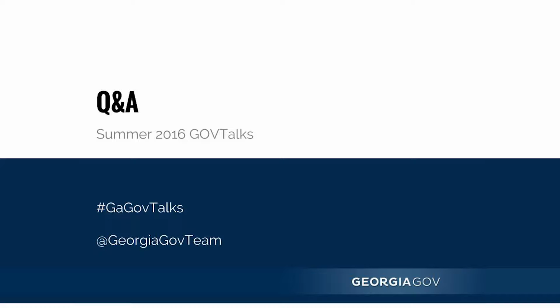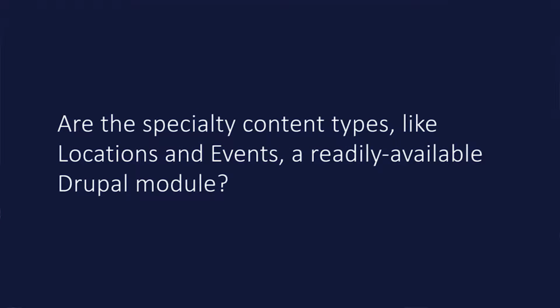I'm Gene Quinn, I'm a GC. My question is, with regard to the content types that were mentioned earlier, specifically the location content type and the event content type, are those content types that you guys authored in-house for your existing clients, or are they part of a Drupal module? Are they something that's available readily? I wasn't familiar with those.